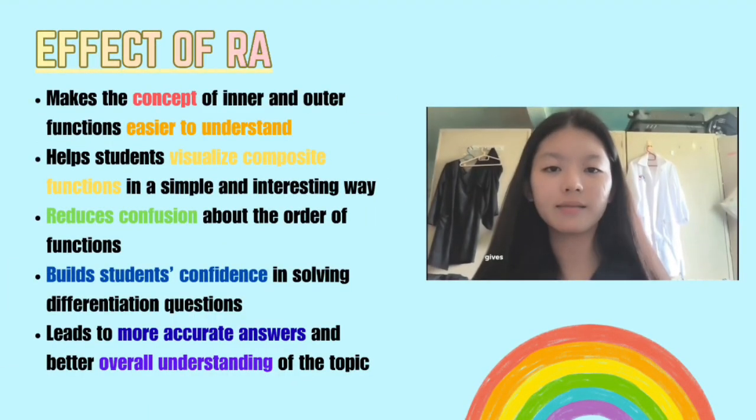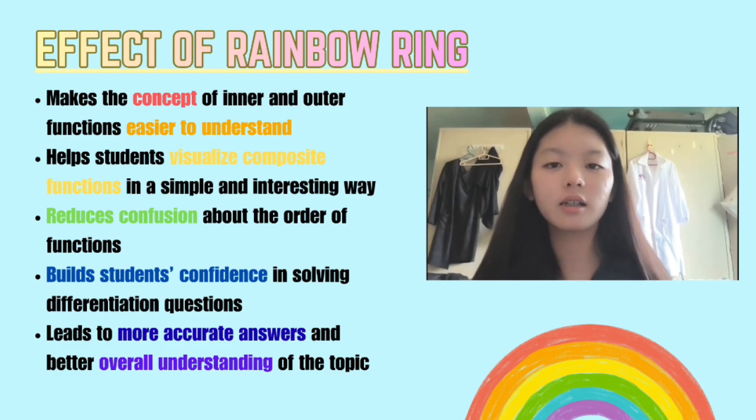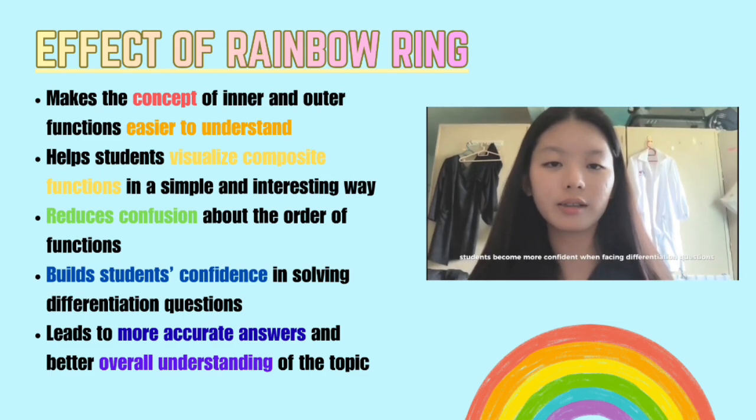Our innovation gives a great impact in the teaching and learning process because it makes the concept of inner and outer function easier to understand. Students are no longer confused when trying to identify which part of the function comes first and which comes later. The clear layers of the rainbow rings help them visualize the structure of a composite function in a simple and interesting way. As a result, students become more confident when facing differentiation questions. They can apply the chain rule correctly without hesitation, leading to more accurate answers and an understanding of the differentiation.